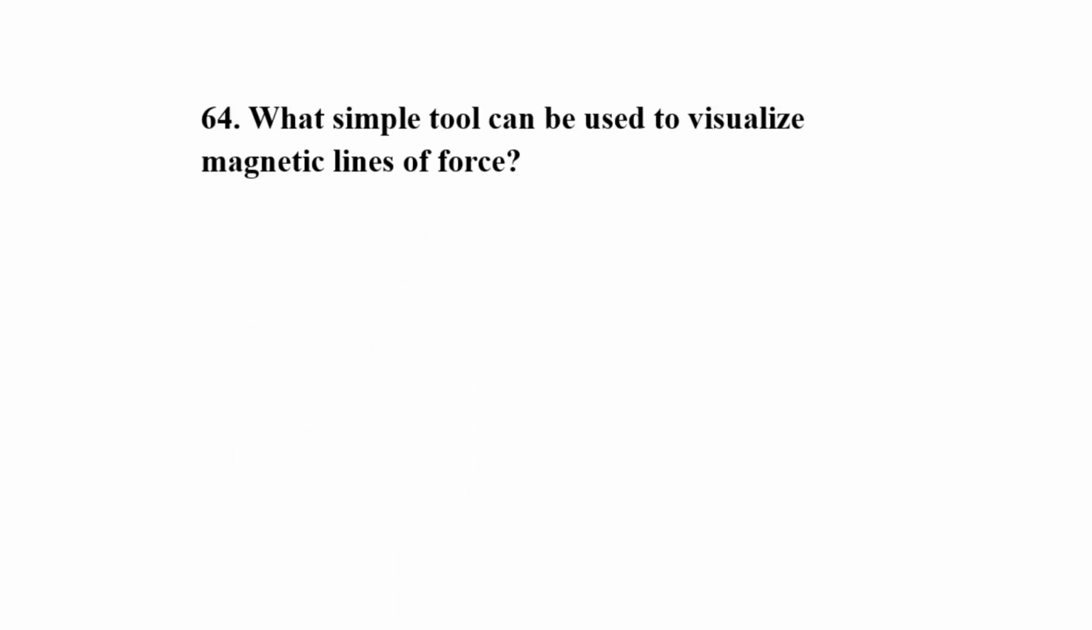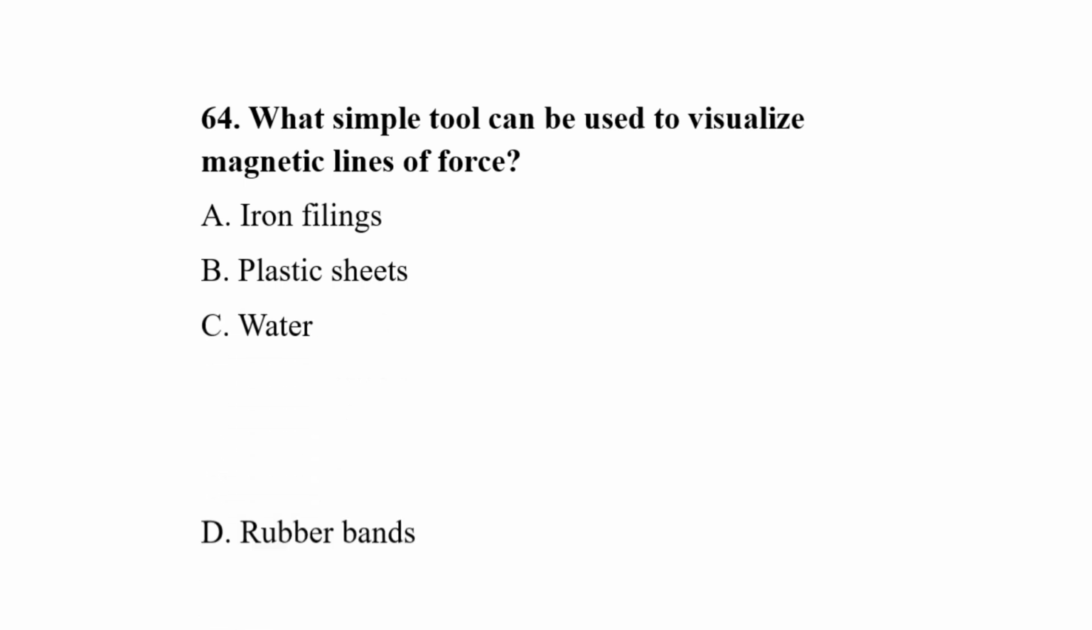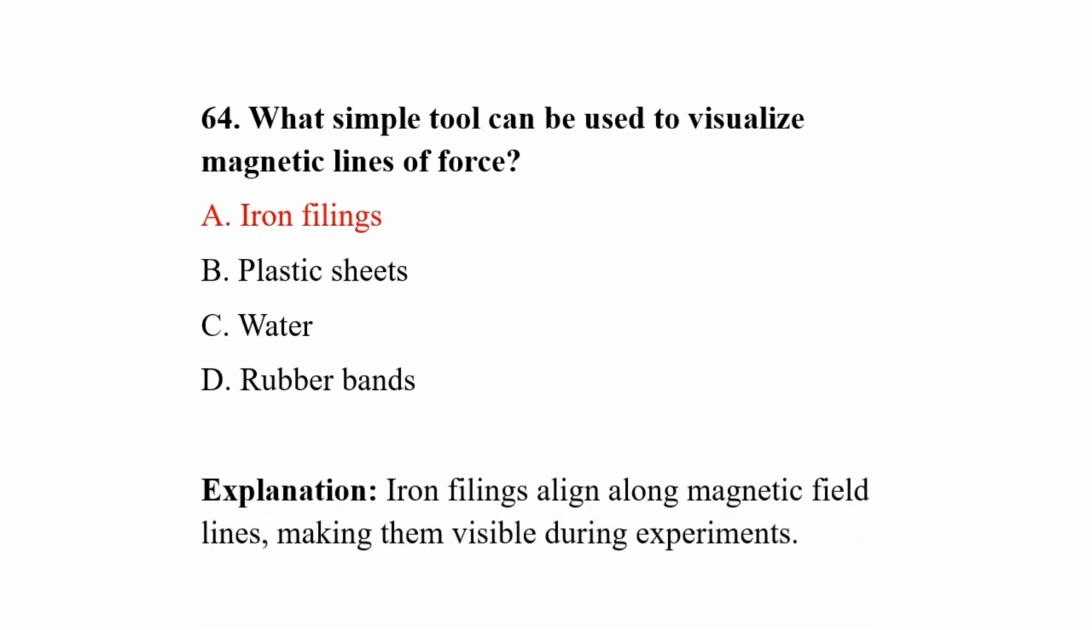Question number 64. What simple tool can be used to visualize magnetic lines of force? A, iron filings. B, plastic sheets. C, water. D, rubber bands. The answer is iron filings. Iron filings align along magnetic field lines, making them visible during experiments.